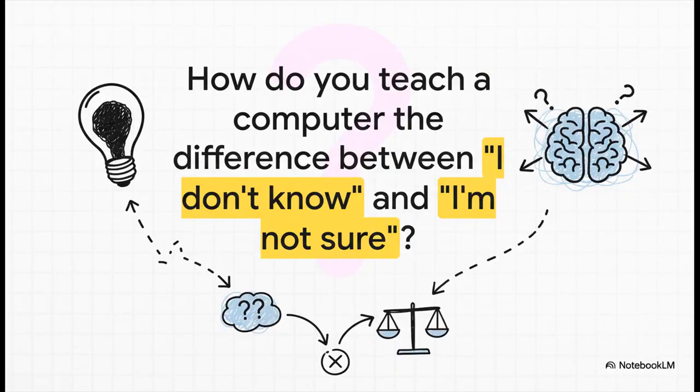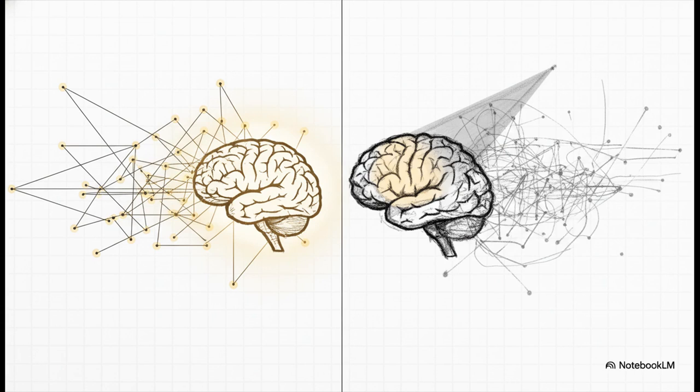All right, let's just jump right in with a question that sounds pretty simple on the surface, but for artificial intelligence, it is incredibly complex. I mean, for you and me, there's a world of difference between saying, I don't have that information, and I have some information, but I'm just not sure about it. But for a computer, that's a whole different ballgame. And this gets right to the heart of the challenge.